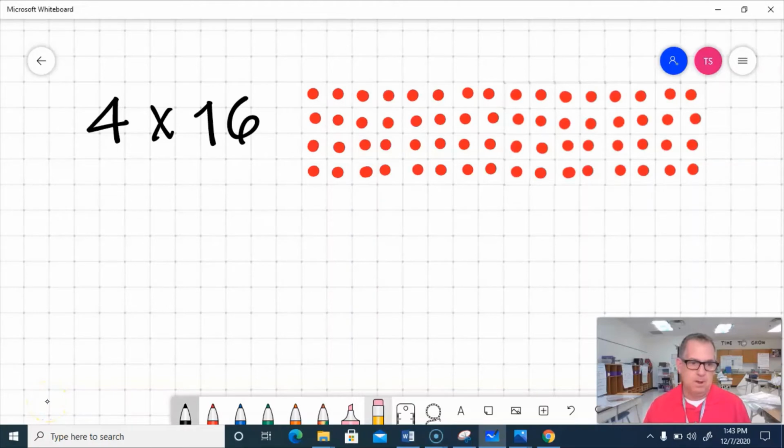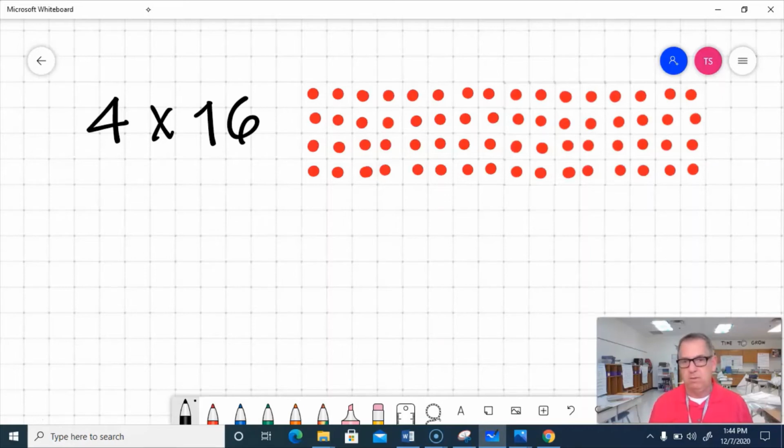Okay, we got a problem right here. The problem we have is 4 times 16. You see I've done an array over here to model 4 times 16, and that'd take quite a while to count up. We could definitely go through and count each one.